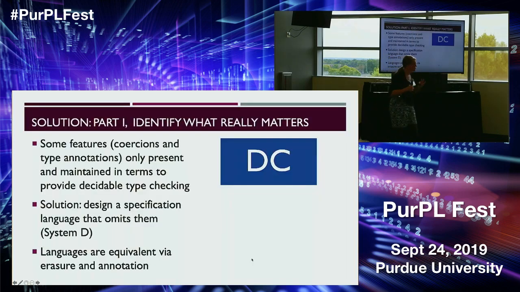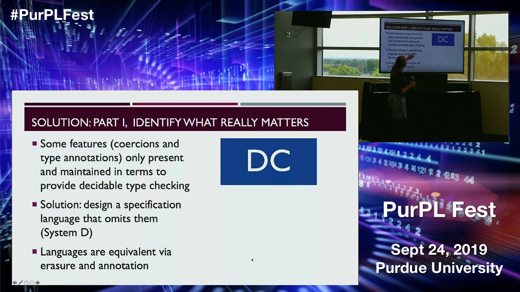And so one part of the solution is to double our workload. If you think about the language I showed you, DC, it had a lot of annotations in it. Lambdas were annotated with their types, but we also had irrelevant arguments. Whenever we had a polymorphic function, we had to say what it was applied to, and we had these coercions everywhere.